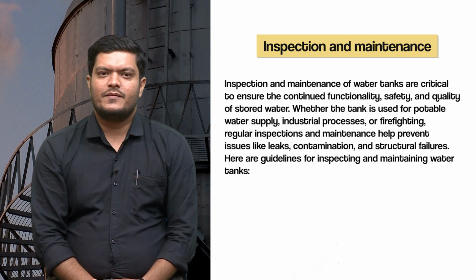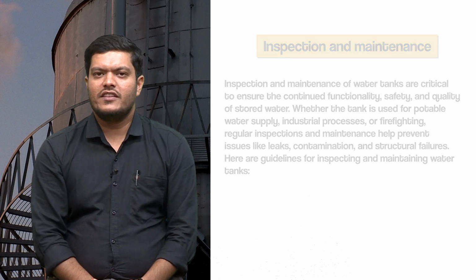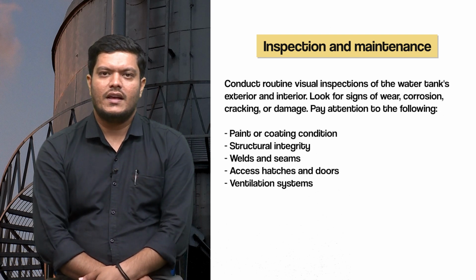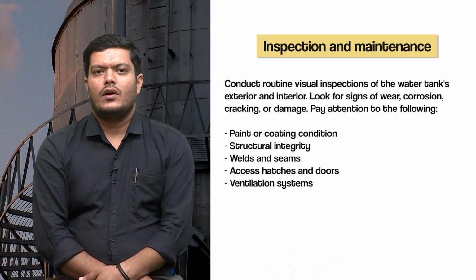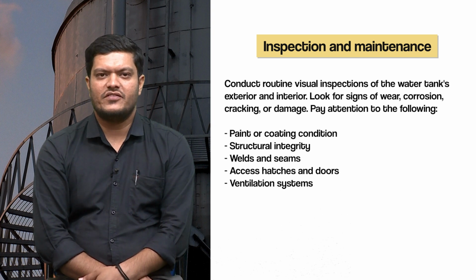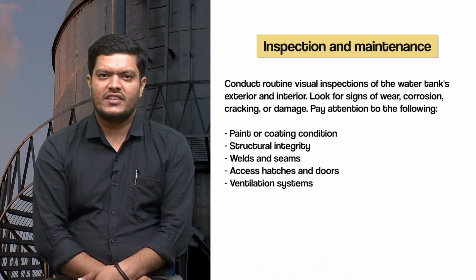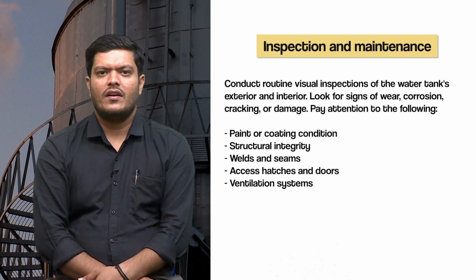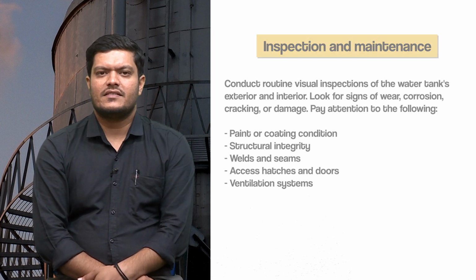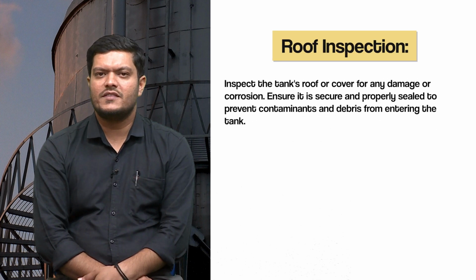Number 1, regular inspection. First is visual inspections. Conduct routine visual inspections of the water tank's exterior and interior. Look for signs of wear, corrosion, cracking or damage. Pay attention to the following: paint or coating condition, structural integrity, welds and seams, access hatches and doors. Other is ventilation systems.